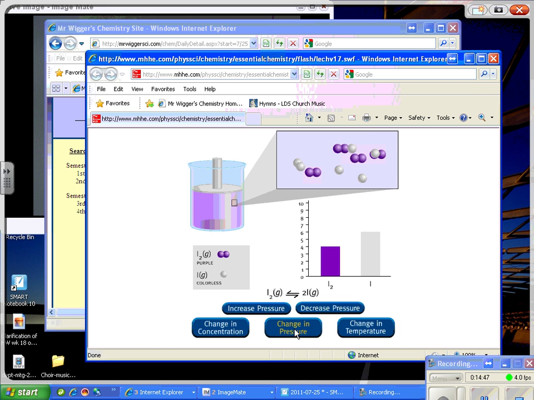How am I going to add more pressure? What do I do to the cylinder here? Shove it down. Okay, shove it down. It's like squeezing a balloon, and it'll make more pressure in there. Now, which side of this equation has more moles? The right. The right side.